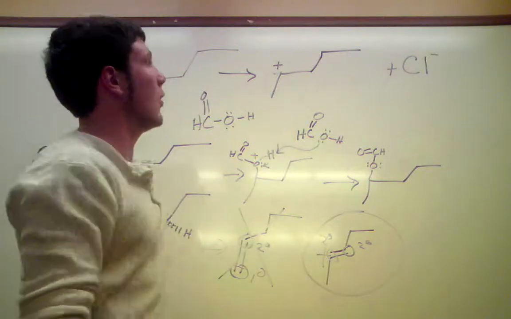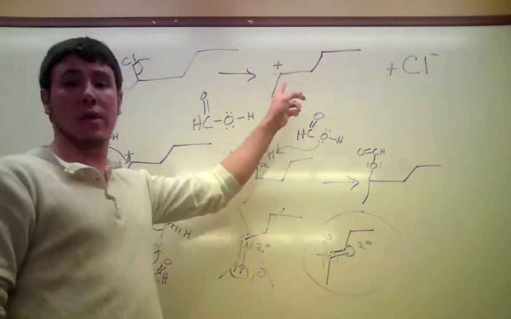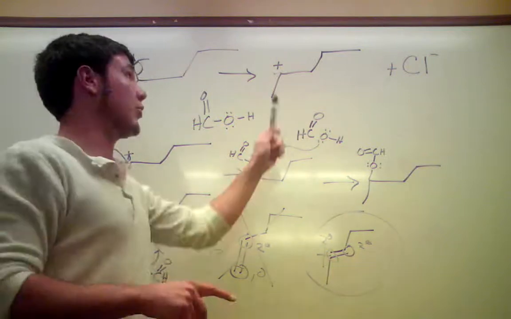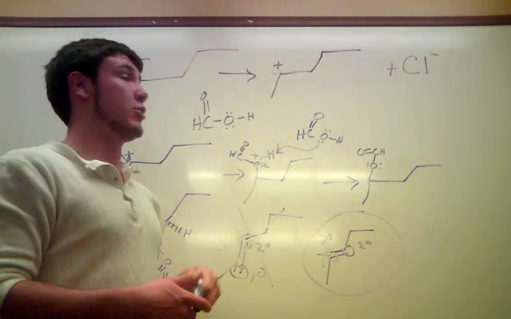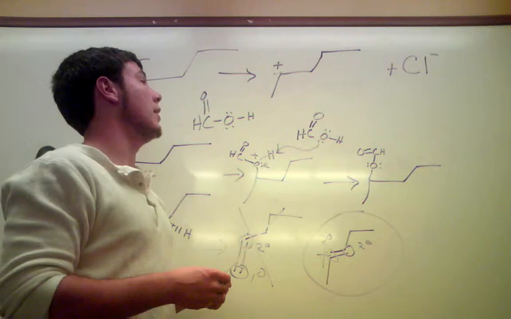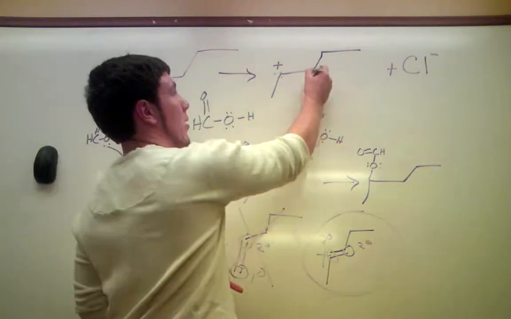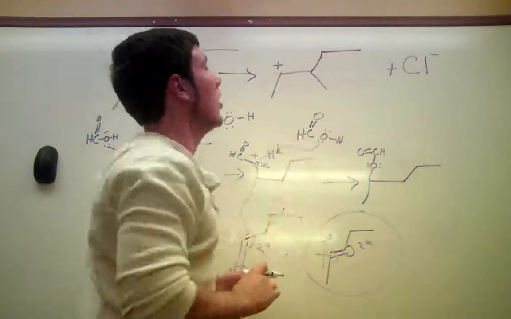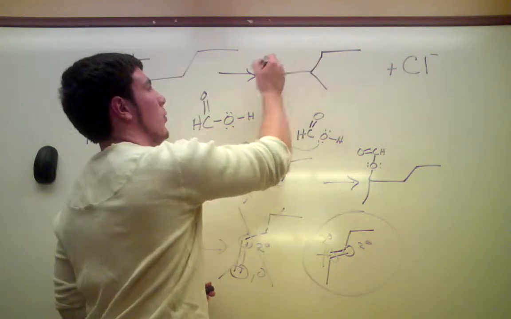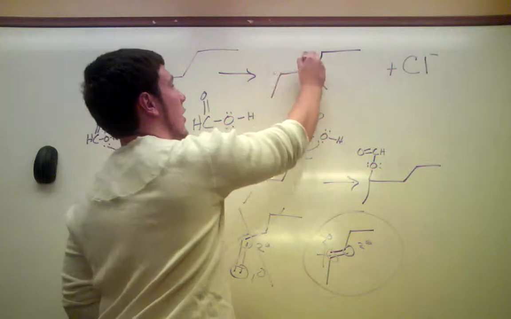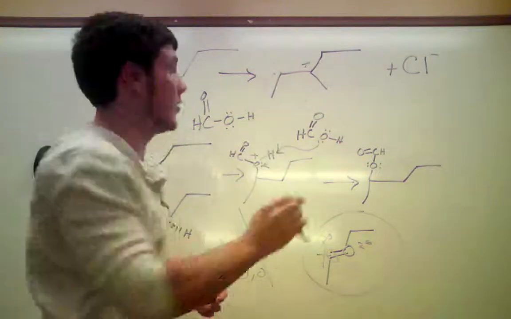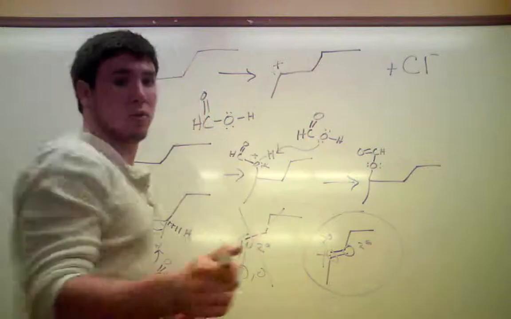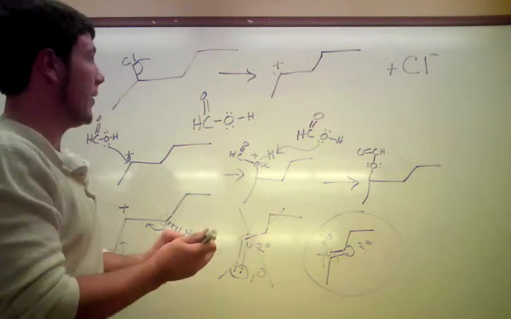And I guess I should have pointed out that this carbocation will not rearrange because there's not a more stable conformation for this. If we had a primary, a tertiary carbon here, it would perform a hydride shift. That way the plus could be there. But since we don't have this, we will not see any rearrangement. So don't get confused there.